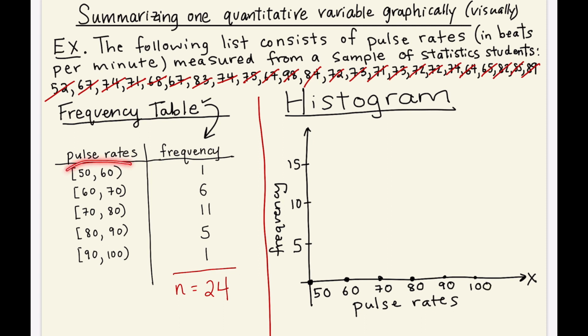Now for my first class. This is the class of pulse rates that run from 50 to 60, where 50 is included and 60 is not included. I know 50 is included because of the square bracket, and I know 60 is not included because of the parenthesis. The frequency was 1. So, to the best of my drawing ability, I am going to draw a bar at a height of 1.